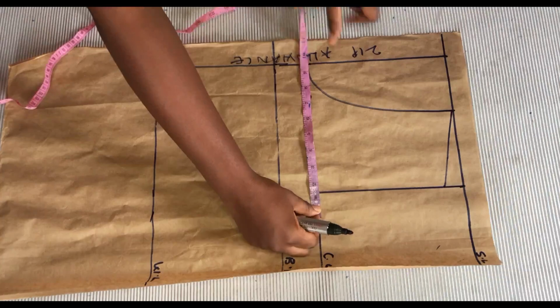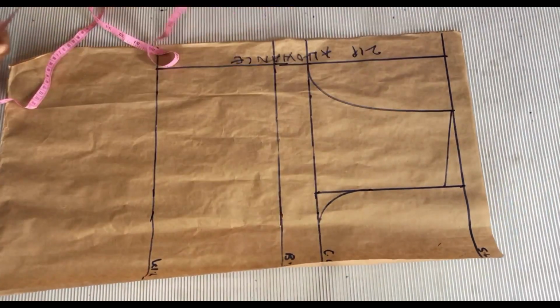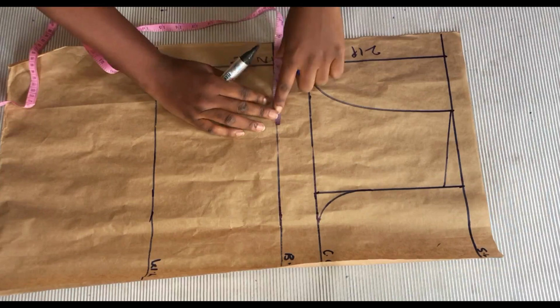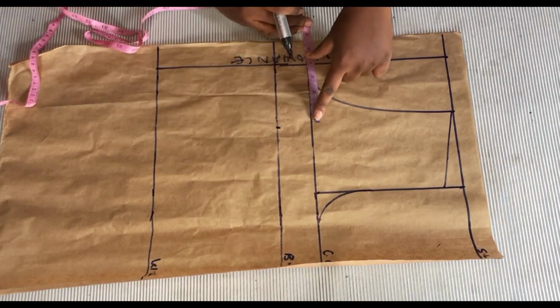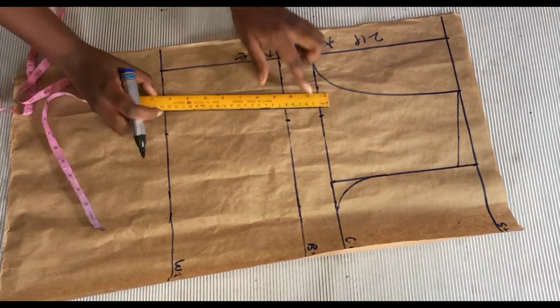Then I'll place my bust circumference measurement divided by 3 on the chest line and just connect an armhole. Then I'll place my nipple to nipple measurement divided by 2 on my lines from the chest line, the bust point, and also the waistline.